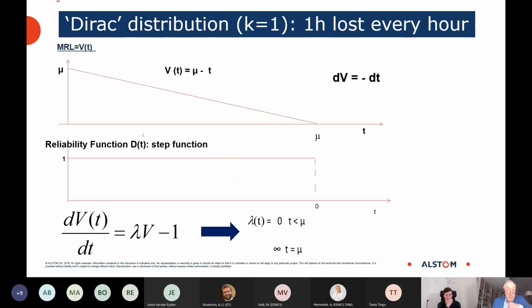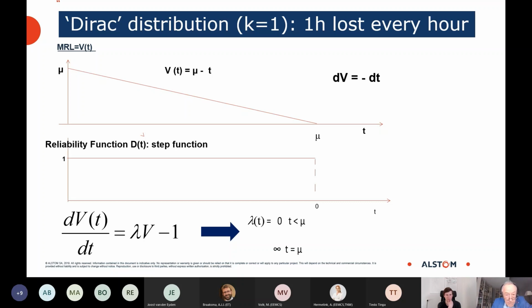At the other extreme, I call this a Dirac distribution because the reliability function is a step function. It's 1 until a certain time, capital T, and then becomes 0. It is certain that the asset will live to that time, but it's certain that it will not live one second more. So in that case, this is the mean residual life.